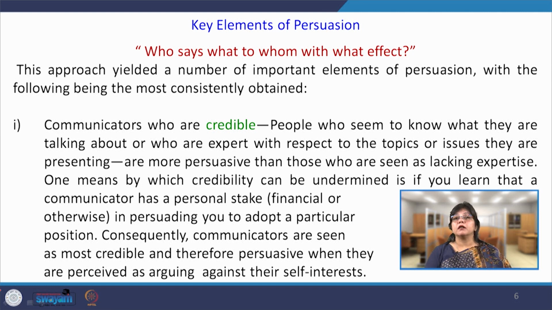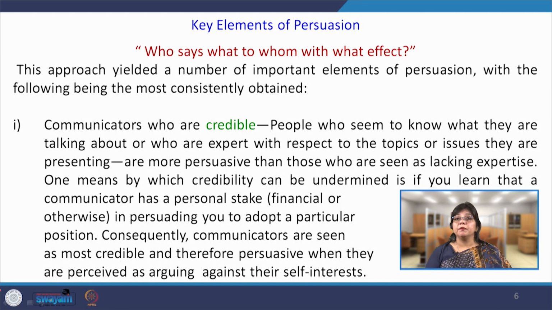So, this approach yields a number of important elements of persuasion. The first is that the person who is communicating a message is supposed to be a credible person. Credible person here means that the person who is sending the message has to be an expert in his field, that whatever he speaks has some knowledge, weightage and significance, and the person gets an impression that the message has been received from a highly knowledgeable and credible person, and the attitude can be easily modified based on that communication. So, the first element is that communicators are credible.